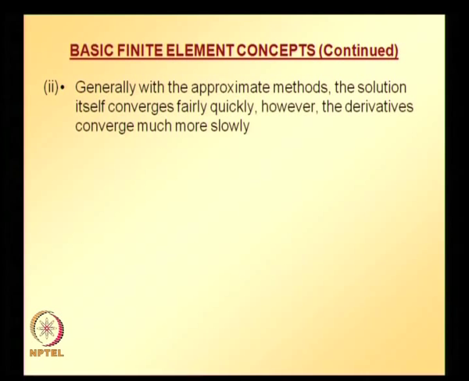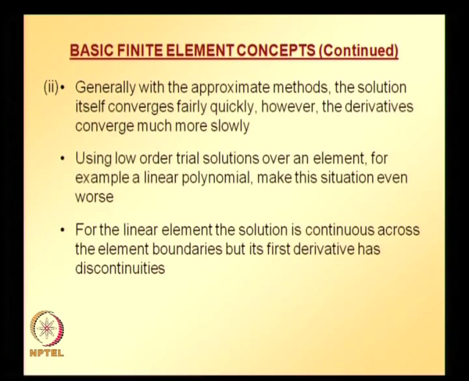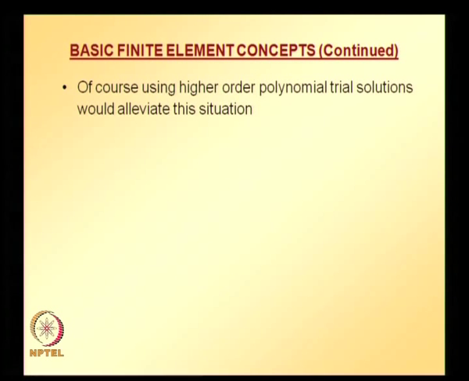Generally, with approximate methods, solution itself converges fairly quickly. However, derivatives converge much more slowly. This is what we have observed. Using lower order trial solutions over an element, for example, linear polynomial, makes this situation even worse. For linear elements, solution is continuous across element boundaries, but its first derivative has discontinuities. And if you want good derivative approximation, you need to use a large number of lower order elements. Of course, you can also use a higher order polynomial trial solution to alleviate this problem.